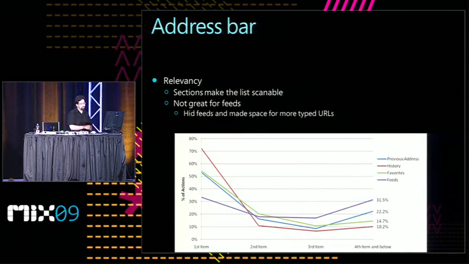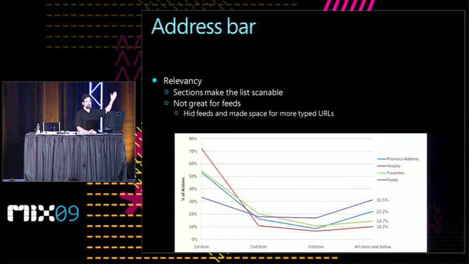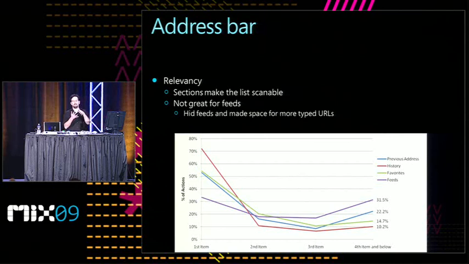So relevancy. This is our chart of how people chose items out of the list. To read this chart, all the information over on the left is how often people click the first item in a section. And as you move to the right, it's how often people click an item further down the list. It actually tilts up towards the end because the fourth and fifth items are combined together into one point. So it actually trends down from third, fourth to fifth.